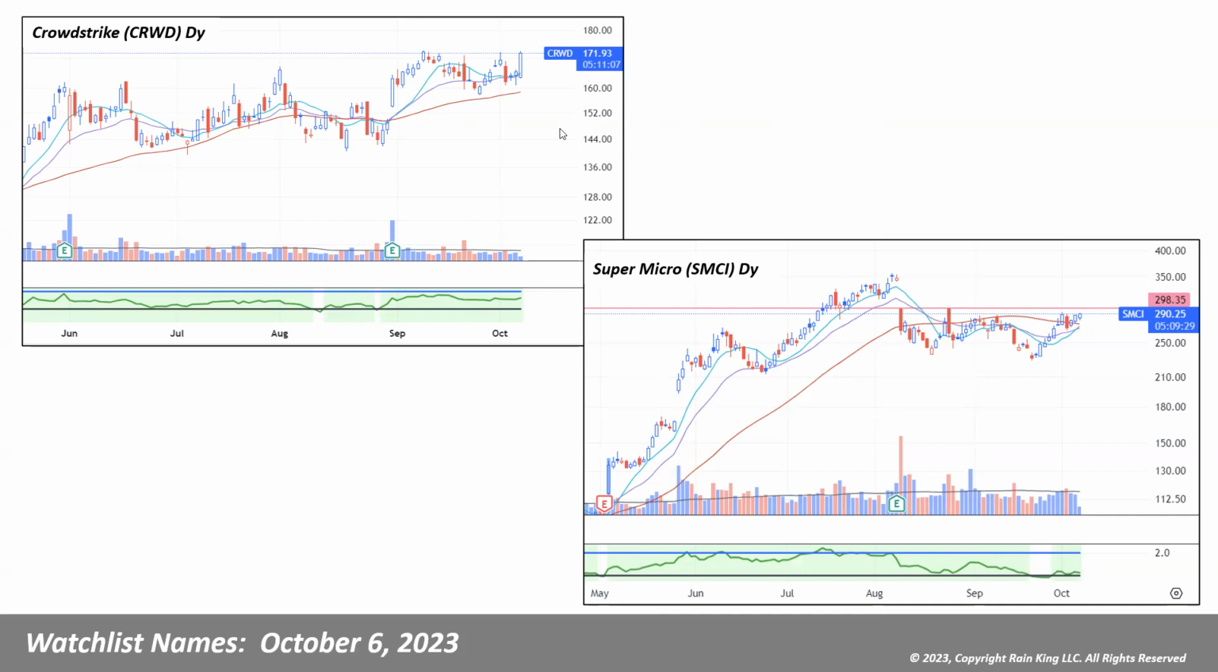It's one I'm watching. Supermicro is trying to rebuild and repair itself after that nasty gap down, forming a little double bottom here. We're starting to see some blue volume come in, and we're just starting to see the up-down volume come in above 1.0. Still has more work to do, but I think it's a positive sign that it's building a base showing some positive signs.